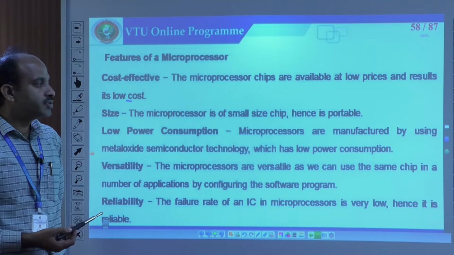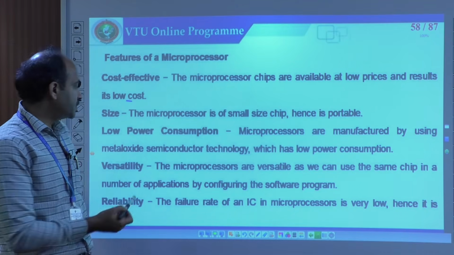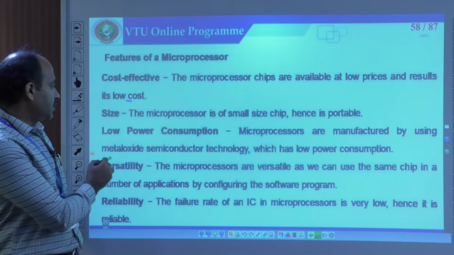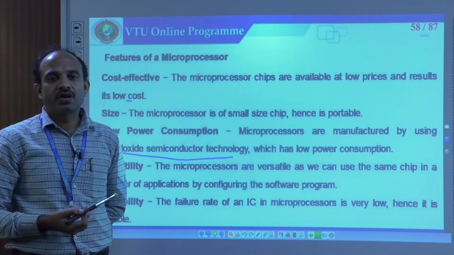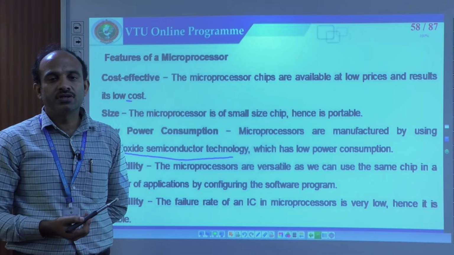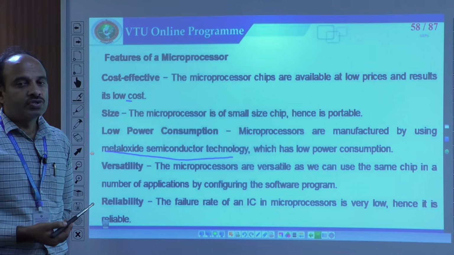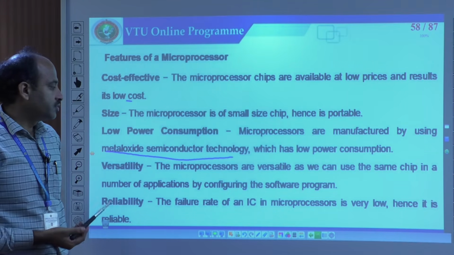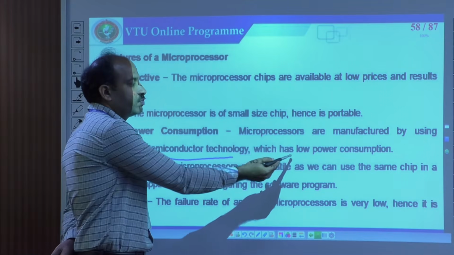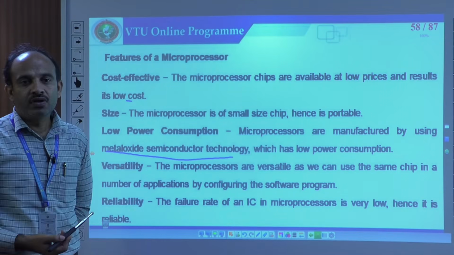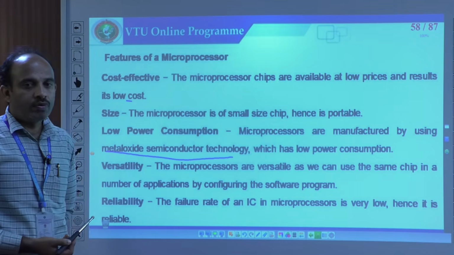And low power consumption, because microprocessors are manufactured by using, this is very important, metal oxide semiconductor technology. Based on this technology, microprocessors were manufactured. So whichever device is manufactured based on this technology consumes very little power. That is the reason it is also one of the major features of a microprocessor: low power consumption.